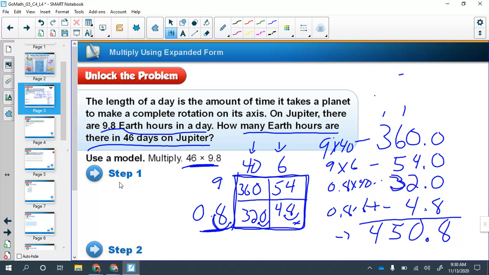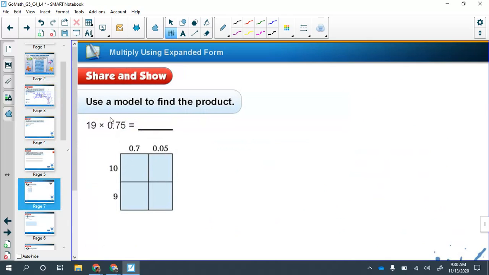So let's try another one, and then you'll try one all by yourself. All right, here we have 19 times 75/100. So here we've taken the number 19, and it is on this side, right?